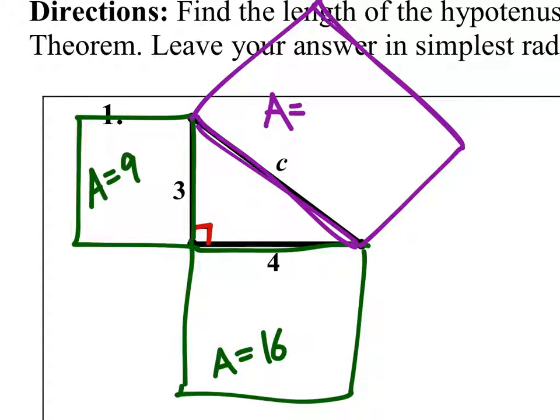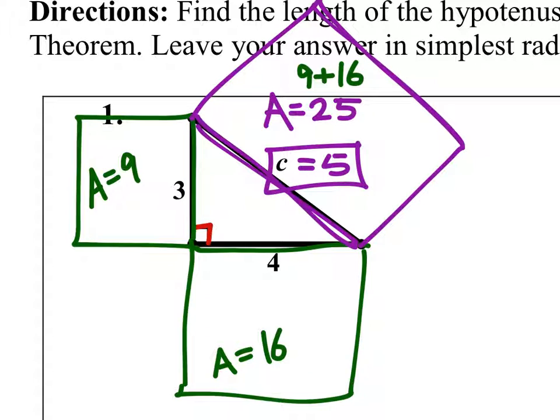So if I wanted the hypotenuse area for this square up in here, that area would be what? Well, I'd do 9 plus 16, which is 25. So if I want the side length, I would square root 25, which would be 5. So C in this case is 5 units. Done.